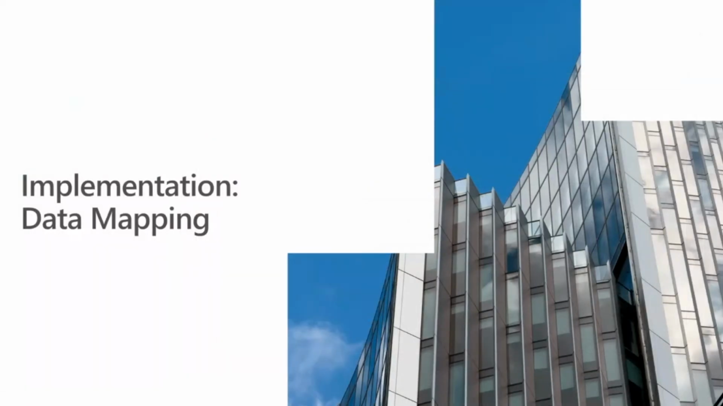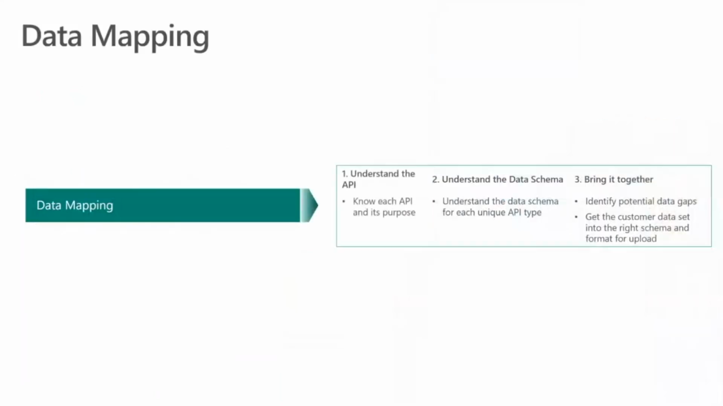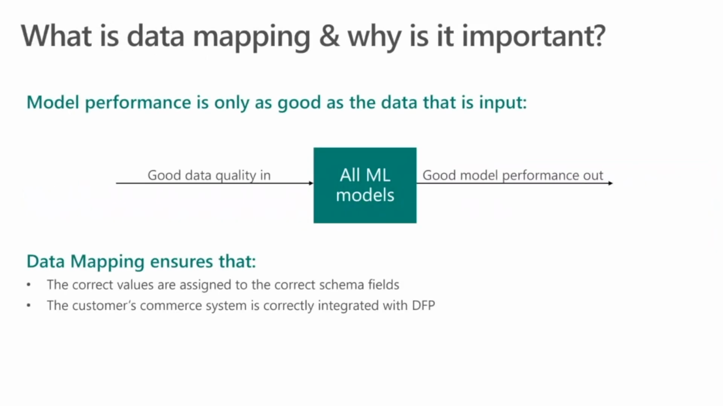Now, a few notes on implementation. As part of implementation, customers are to give their e-commerce data points for data mapping. We need to go through the APIs, their purpose, the data schema behind each API, and identify and map customers' data schema. Data mapping helps link two data models and is needed for data to flow between customers' e-commerce and fraud protection.